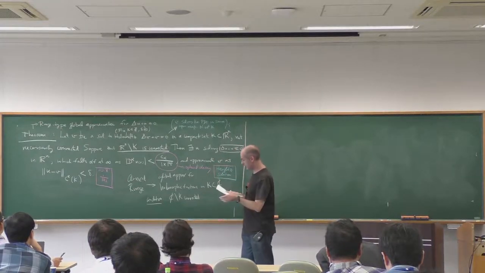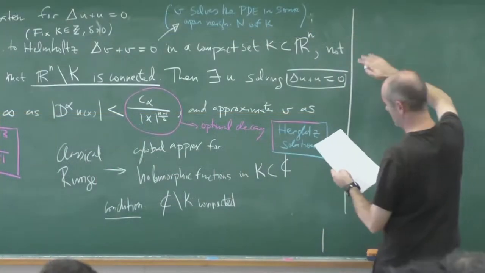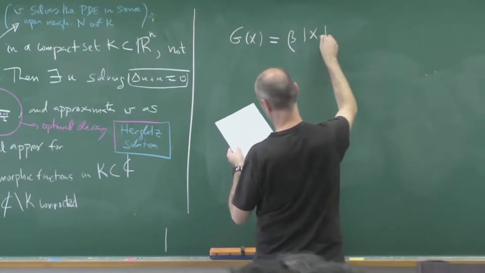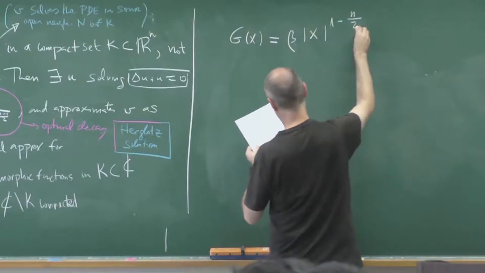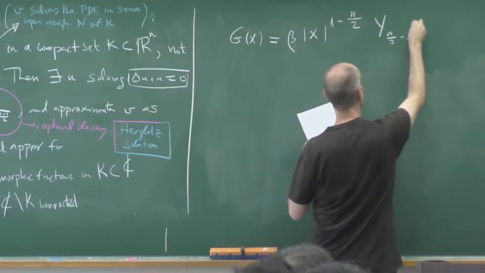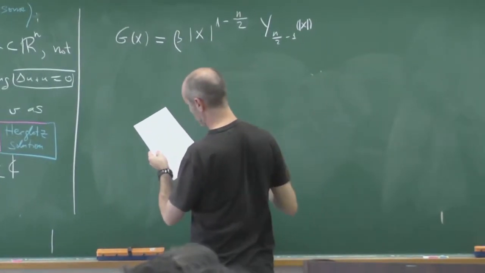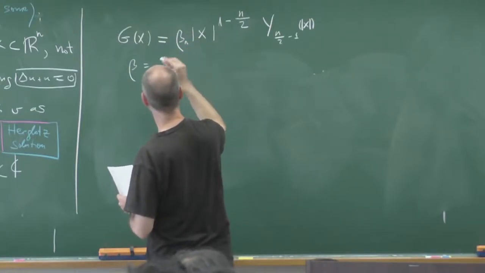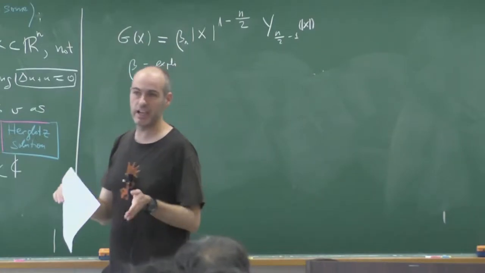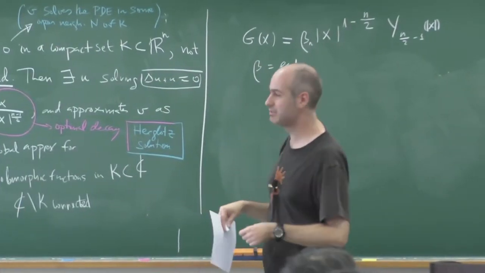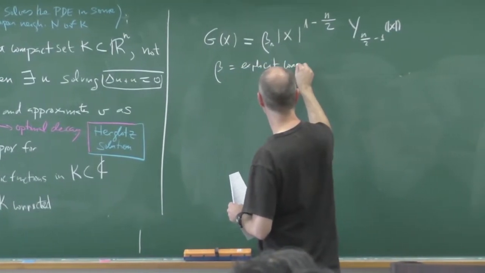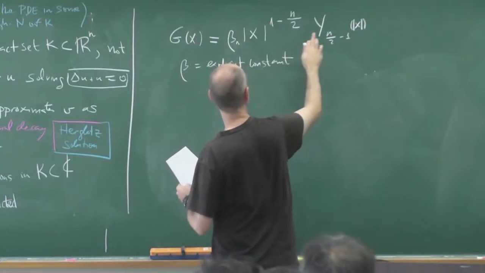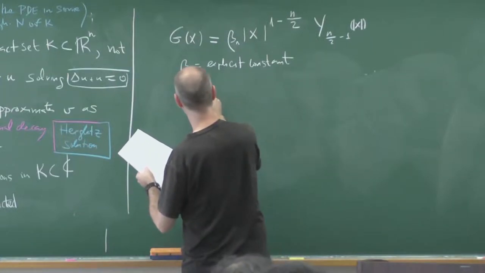So to prove this theorem, I need some notation, the following function g of x, which is the following. Here this beta is some constant. It is an explicit constant, I'm not going to write it. It depends on n. It involves the area of the unit n minus 1 dimensional sphere and gamma functions. But it's an explicit constant, I don't need its expression. And this Y here is a Bessel function, a Bessel function of the second kind.